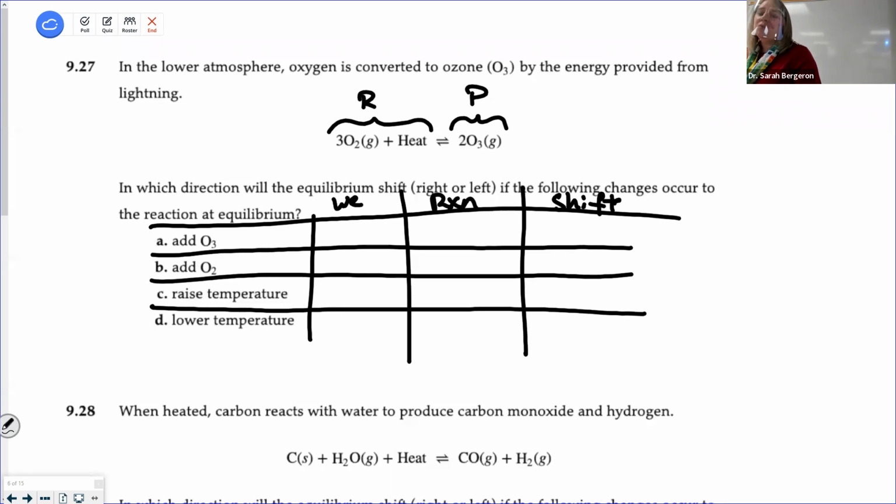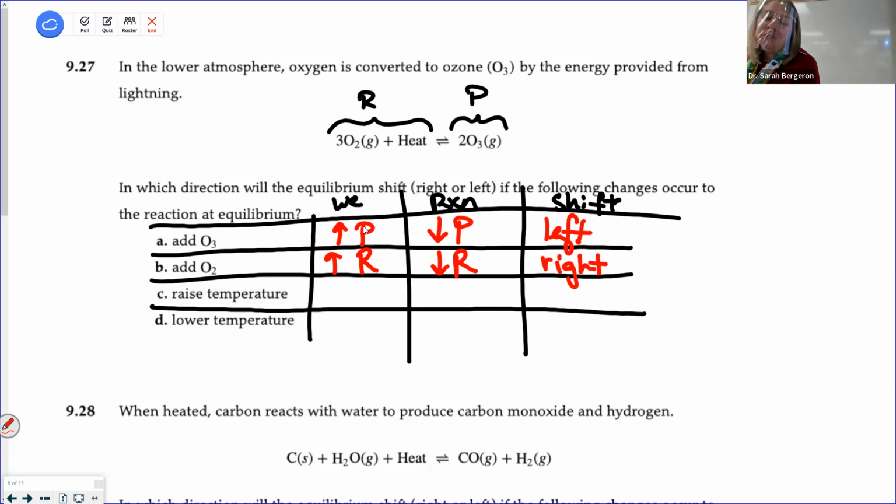So add O3. O3 is ozone, right? So that's a product or a reactant? That's a product. So we increased a product. What will the reaction do? Decrease the product. What is our shift? Left. Right? We're decreasing product. It's going to be a left shift. Okay. Add O2. O2 is a reactant. We're going to increase it. Reaction will do the opposite, which will decrease it. If we want to decrease reactants, we're going to shift right.